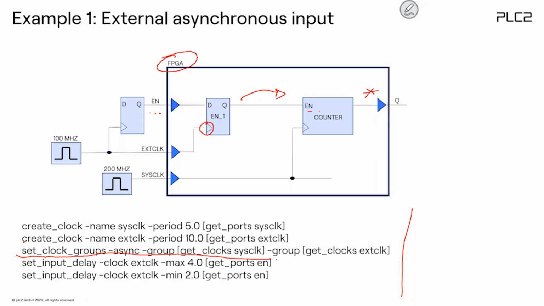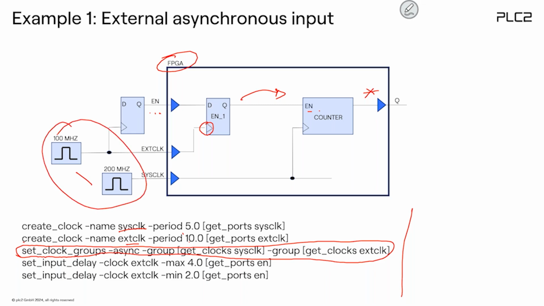I define the two clocks. First, I define this clock and X clock, 200 meg and 100 meg, and then I say these two clocks are completely asynchronous. They are not synchronous, they are asynchronous. You don't know the phase relationship. And now, if you run this, let's actually look at my example.